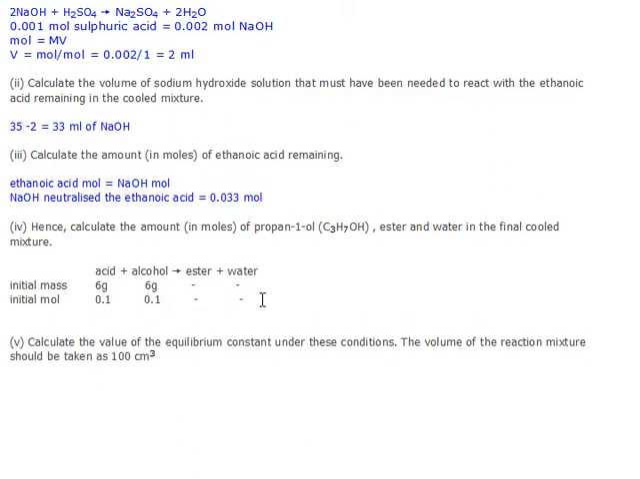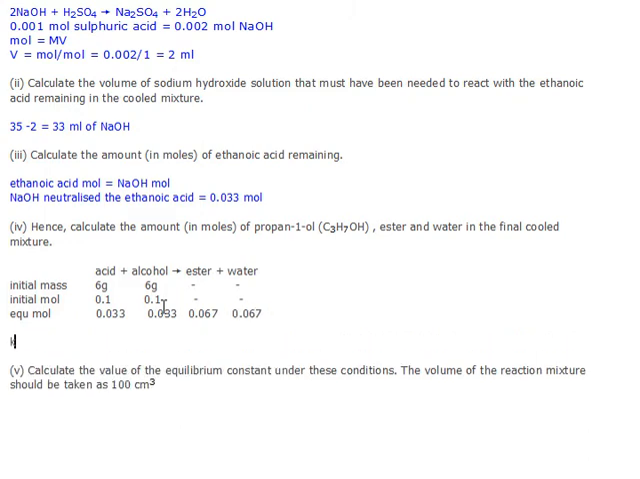So now moles at equilibrium. 0.033 moles of ethanoic acid is left. So equilibrium moles, 0.033, which means that as acid reacts with the alcohol in a 1-to-1 ratio, this must also be 0.033, and it means that 0.067 have reacted, so it's 0.067 and 0.067 moles for the ester and water.